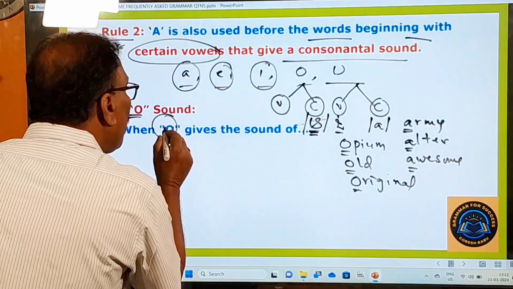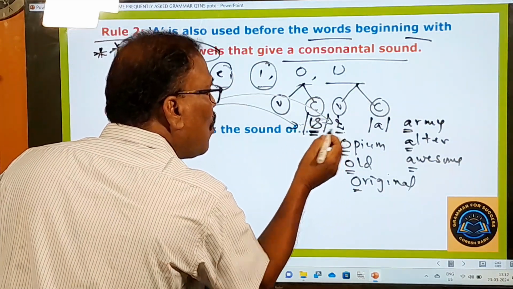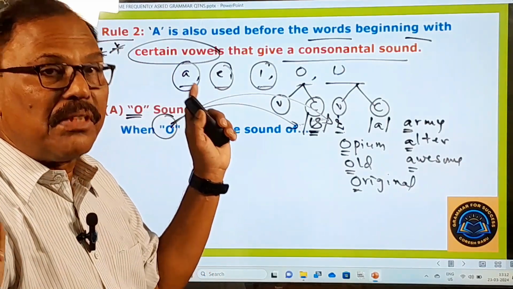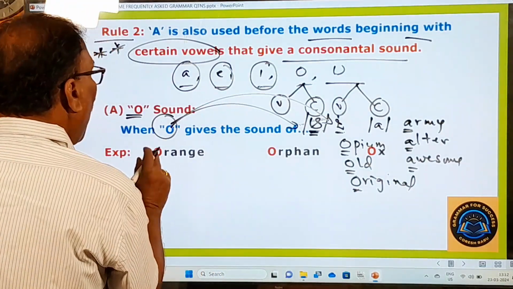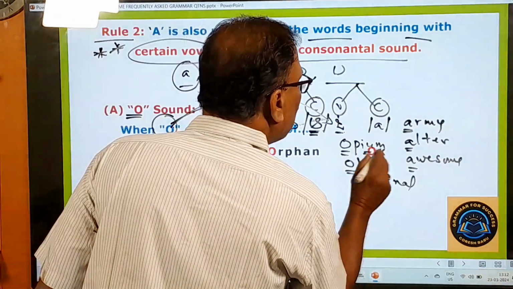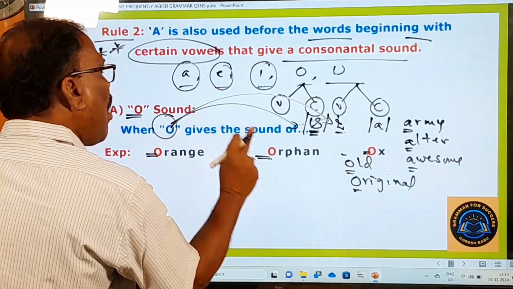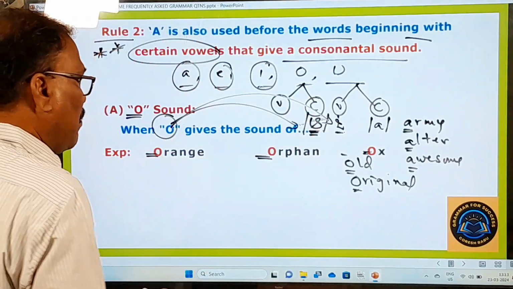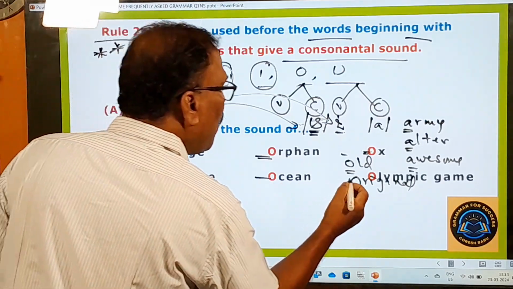So whenever this O gives you the sound of A, or whenever this O gives you the sound of O, you must think it is a vowel sound. Let us now look at some examples. Orange, orphan, ox. Can you see this? Ox, orange, orphan. What sound is this O giving you here? And similarly, whenever it gives the O sound: oak tree, ocean, Olympic game.